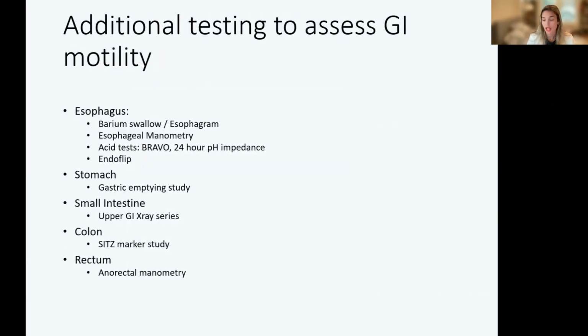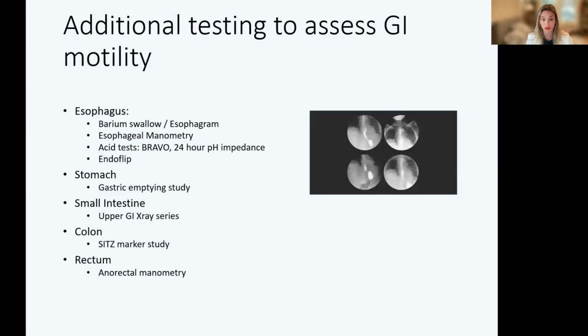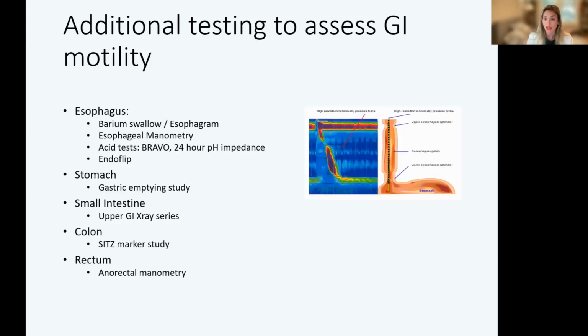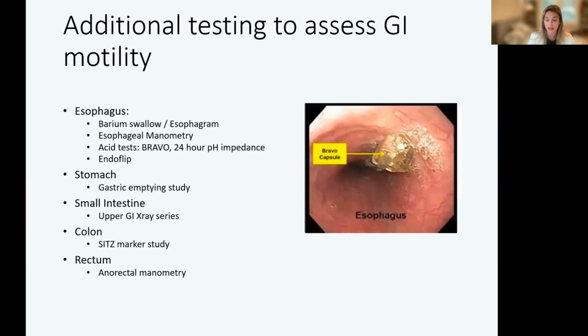Now, thinking about how else we can test the GI tract, we're really talking about things that are non-specific to amyloidosis. So other types of motility testing, for example, looking in general for dysmotility. So looking at an esophagram or a barium swallow, an esophageal manometry, a catheter test to test strength and coordination of the esophagus, or acid tests, such as a Bravo capsule that's deployed into the esophagus, and a 24-hour pH impedance.